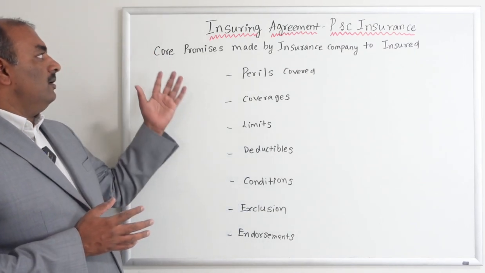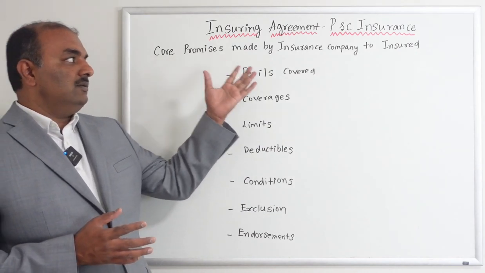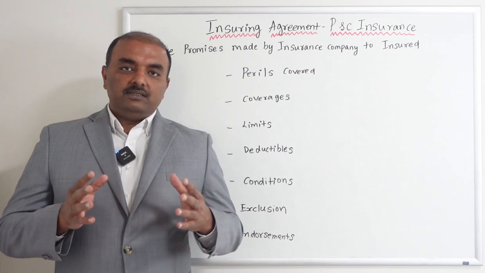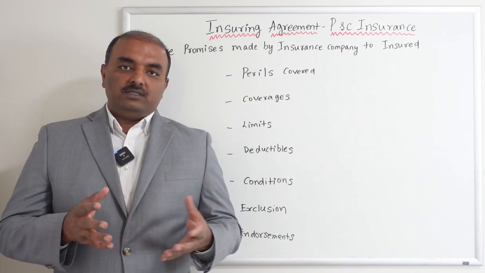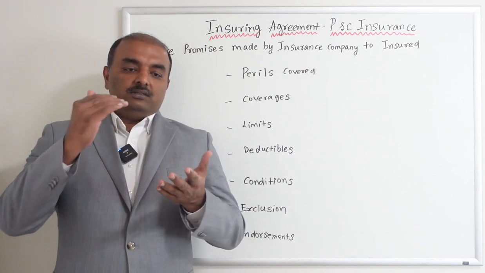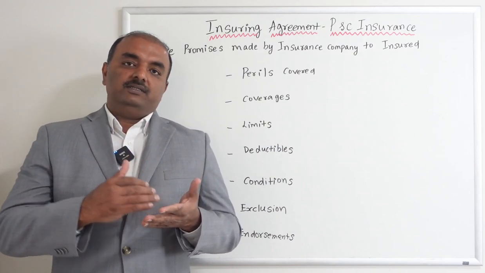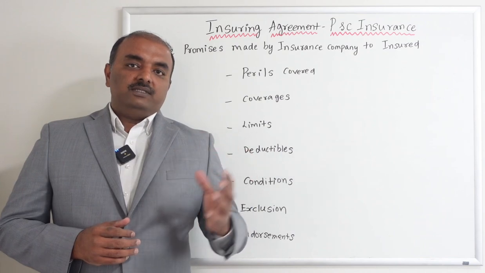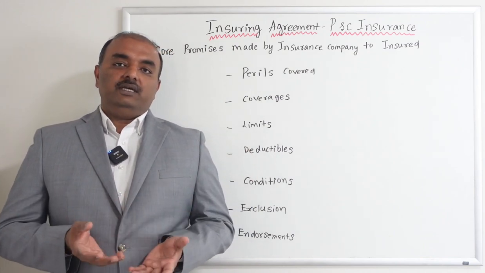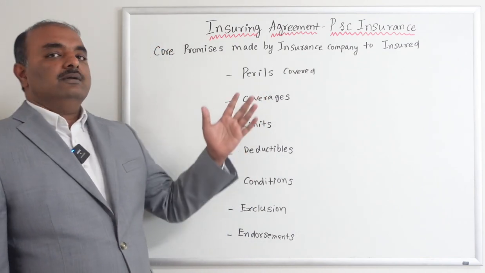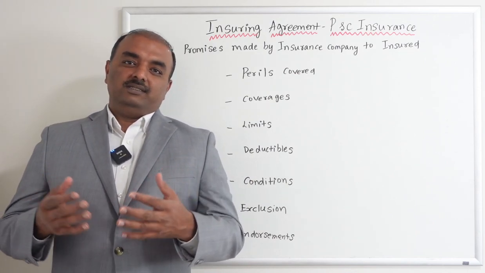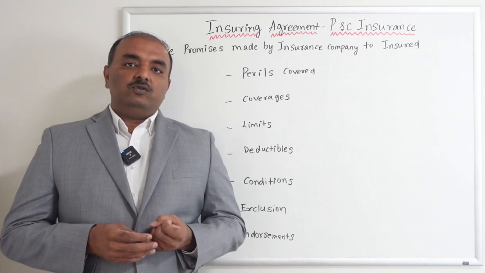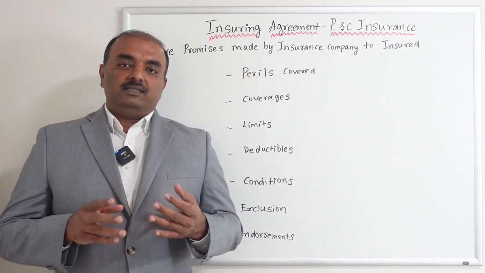It's nothing but the core promises that the insurance company makes to the insured. When I say promises, all they say is, if you want a homeowners policy, we will cover different coverages like property coverage, liability coverage, etc. Along with the coverages, the insurance company is also going to state perils. Different perils is otherwise called cause of loss. For example, if you take a homeowners policy, the cause of loss could be fire, theft, etc.